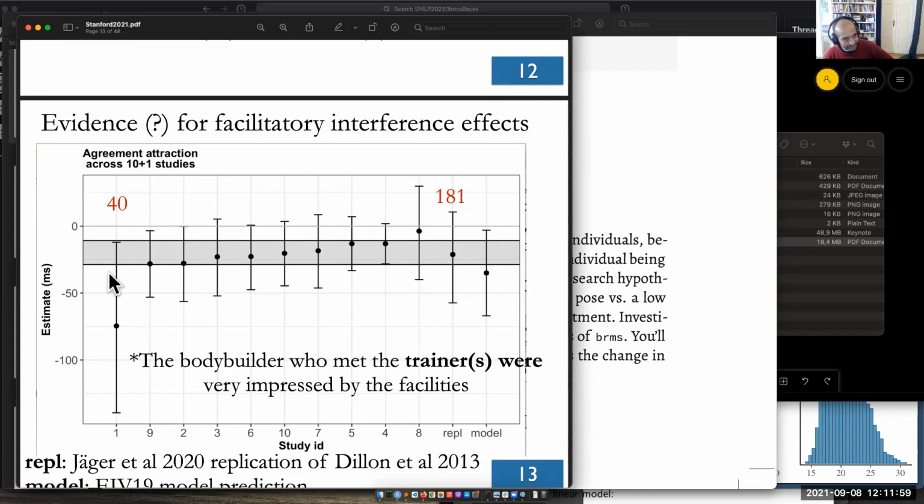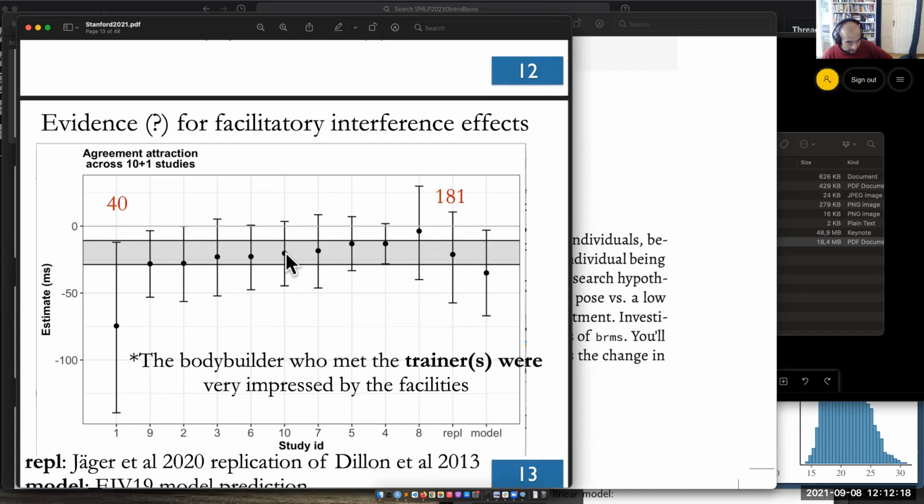This effect is completely uninformative because of the large confidence interval, the large credible interval here. This effect has a much tighter interval, and even though 0 is contained in it, the estimate is tight and the effect is still negative. This is what the theory predicts. So the effect is negative.